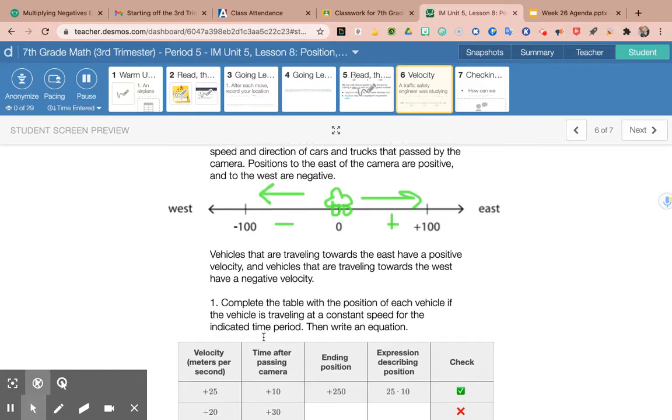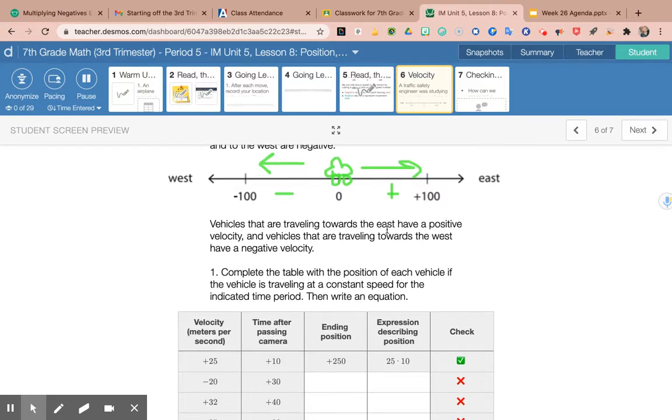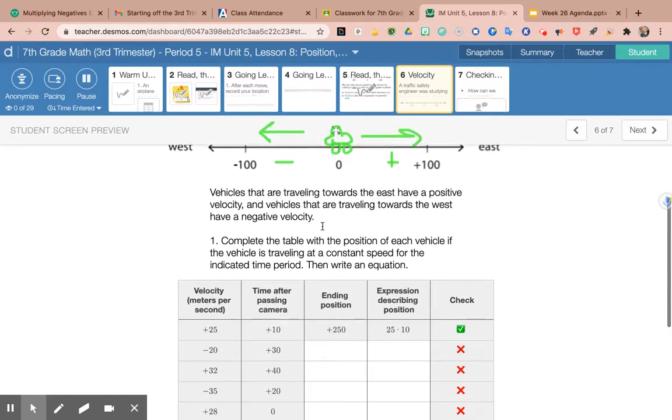All right. Vehicles traveling towards the east are positive. Again, vehicles going west are negative. There are 2 lanes and 2 different directions. Cars traveling to the right are going east, and the other lane is going west. So we know that cars travel in different directions.